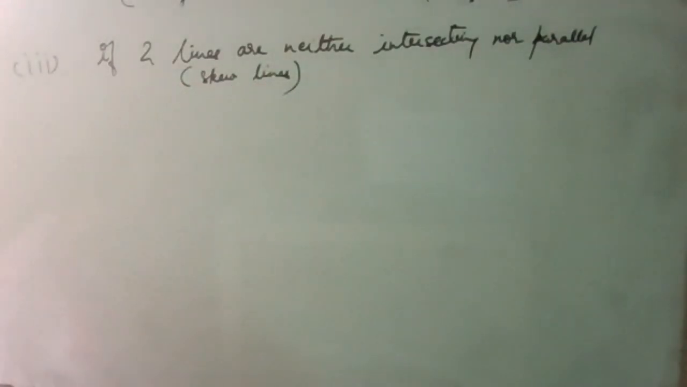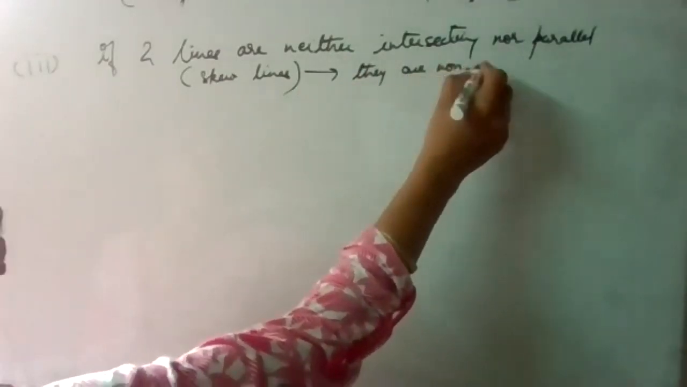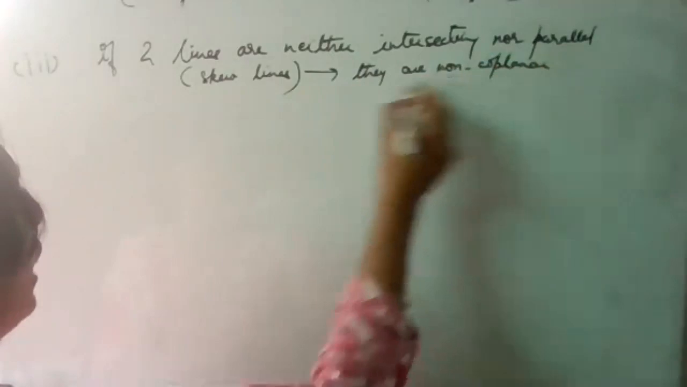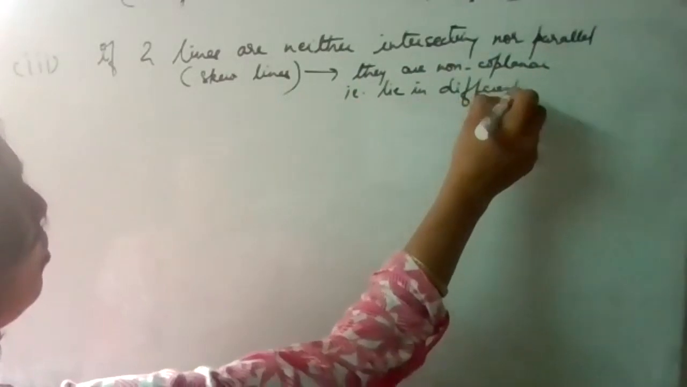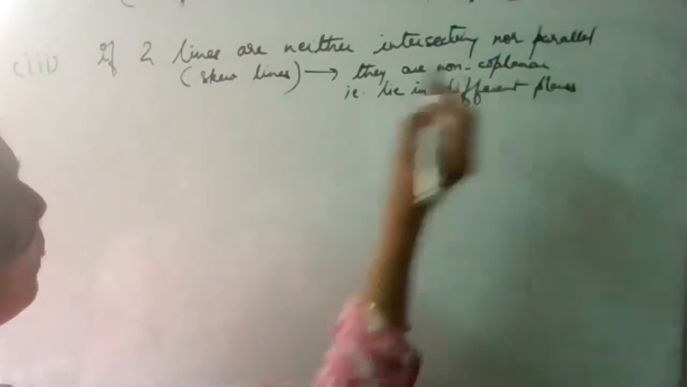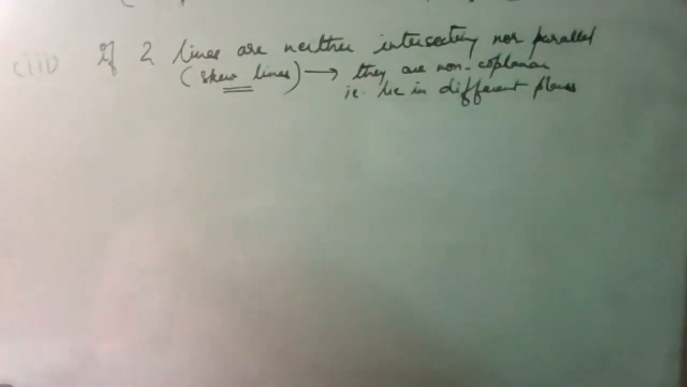Now, how is this possible in 3D? That is, if the two lines are lying in different planes, right? So this can only be possible if the two lines lie in different planes. They are non-coplanar. Okay, so this case is possible in 3D. The lines which are neither intersecting nor parallel are skew lines, that is, they lie in different planes. And we have to find out the shortest distance between such lines.